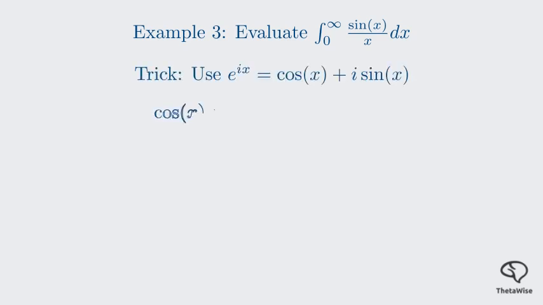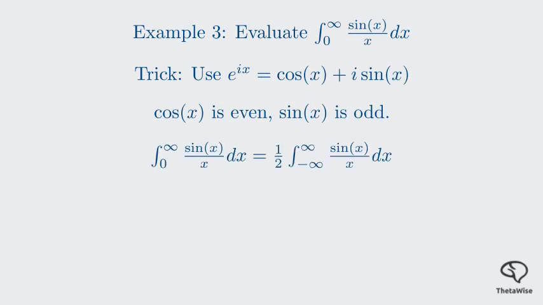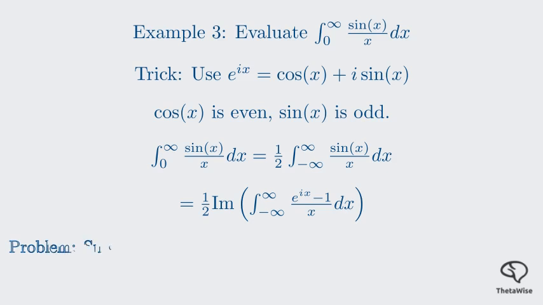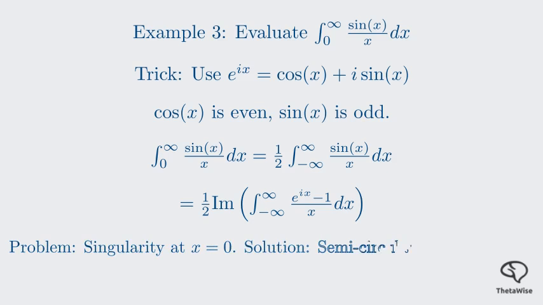We start by relating this to a complex integral using Euler's identity. The integral of sine x over x from 0 to infinity is exactly half of the integral of e to the i x minus 1, all divided by x from negative infinity to infinity. Now, the problem with the complex integral is that it has a singularity at x equals 0, where the denominator is 0. To handle this, we use a contour integration technique called a semicircular detour.